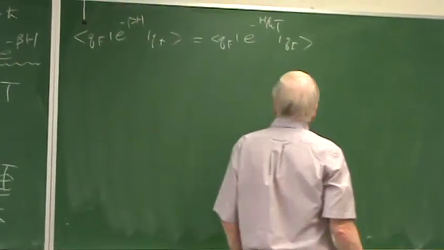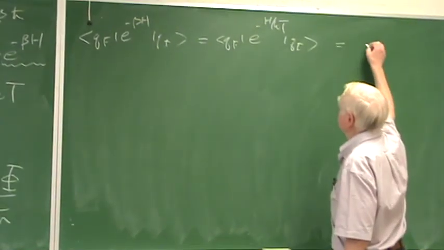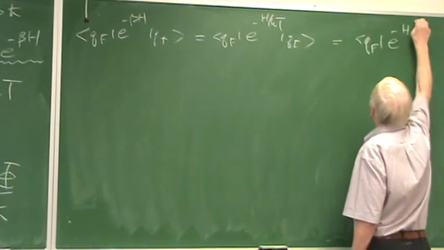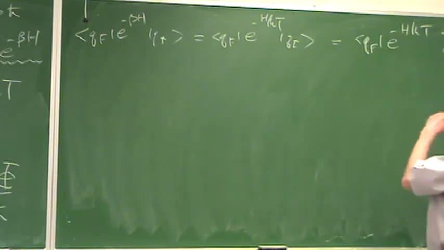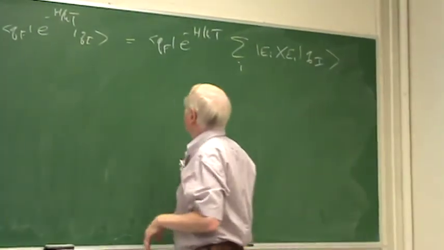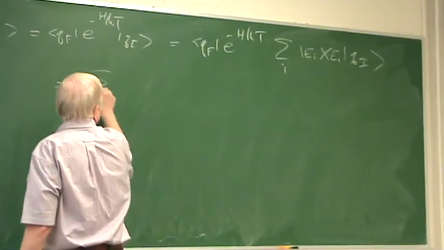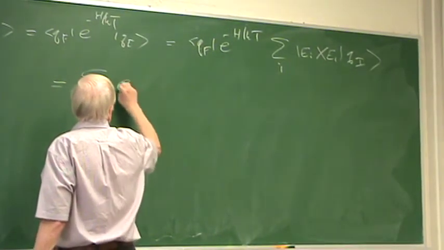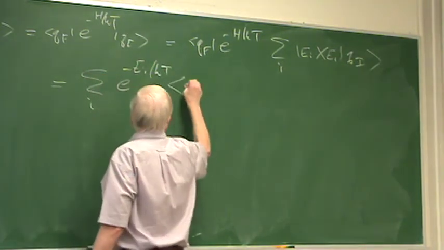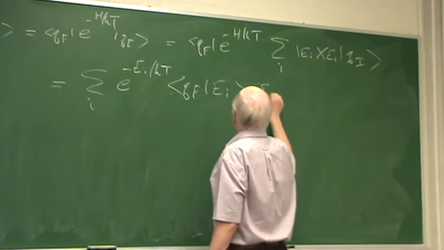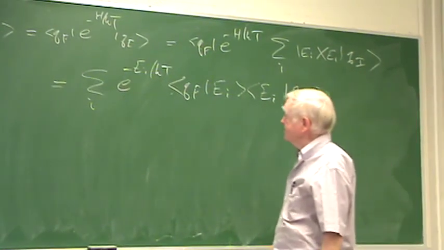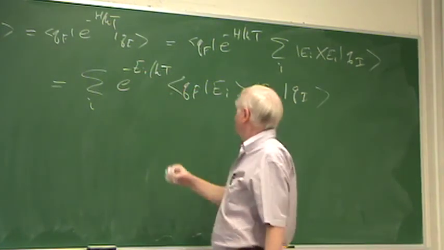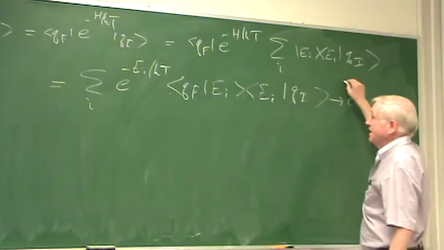Okay. So what is this? Well, you insert a complete set of states, eigenstates of the Hamiltonian. And what happens when you take T going to zero? Well, this gives you a sum over i of e to the minus E_i over kT <q_f|E_i><E_i|q_i>. And now as T goes to zero, temperature goes to zero, this thing goes to e to the minus E_0.